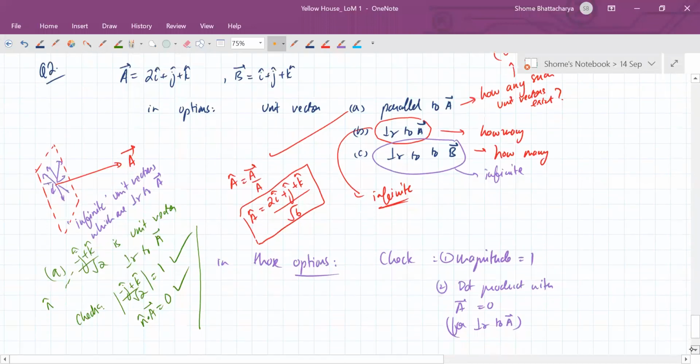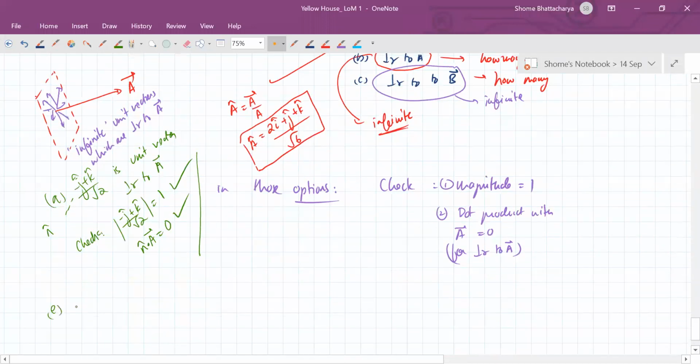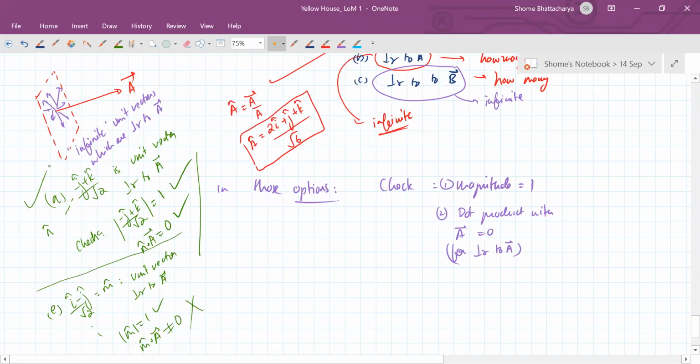But suppose I had another option which said that i cap minus j cap by root 2 is some unit vector perpendicular to A. And here you can see the magnitude is 1, so it's fine. But n cap dot A vector is not equal to 0. So this option would have become wrong. But this option is right. So like this you have to check the others also.